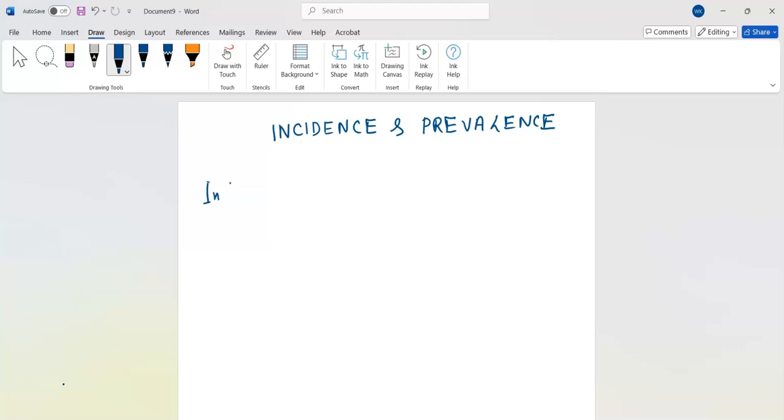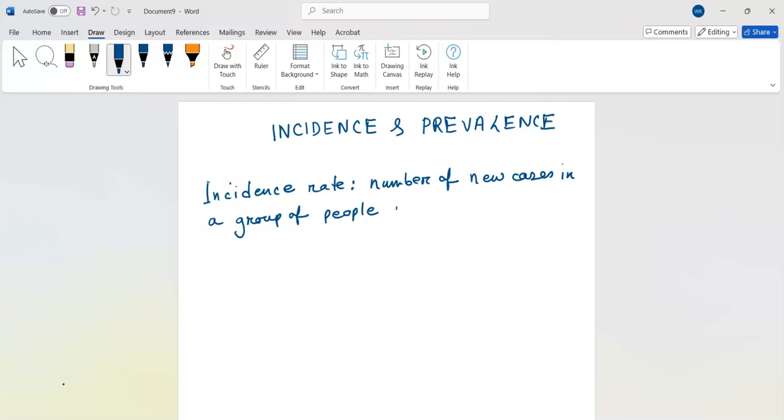The incidence rate is defined as the number of new cases in a group of people in a specified period of time.